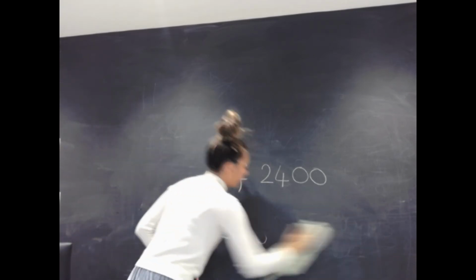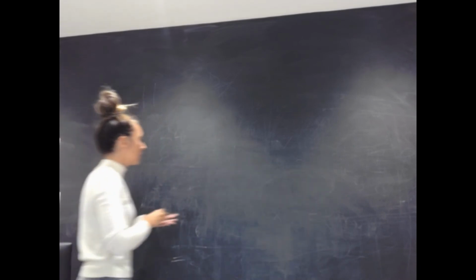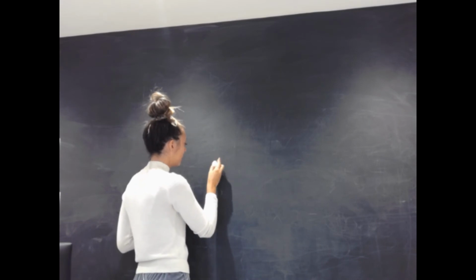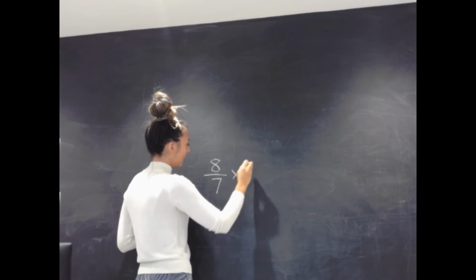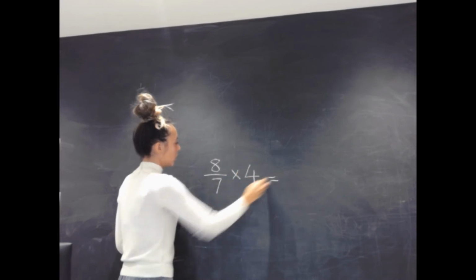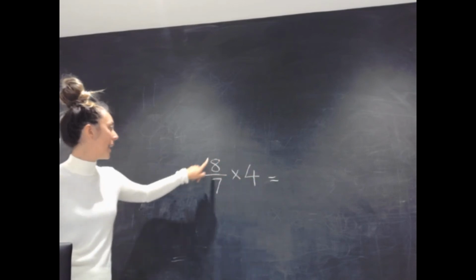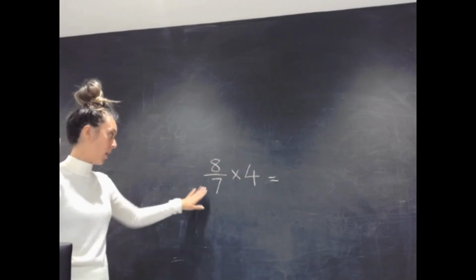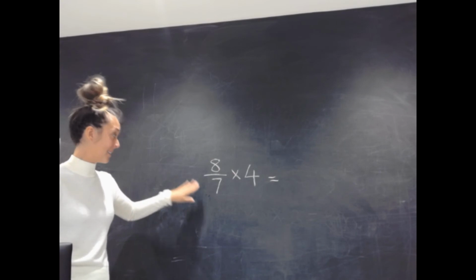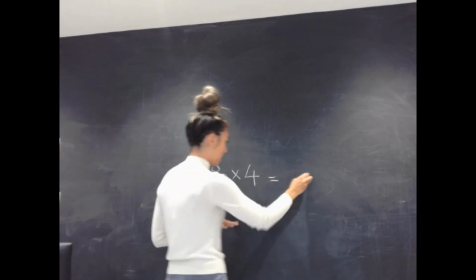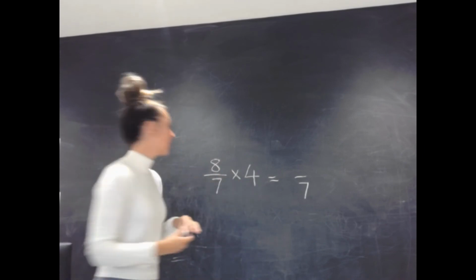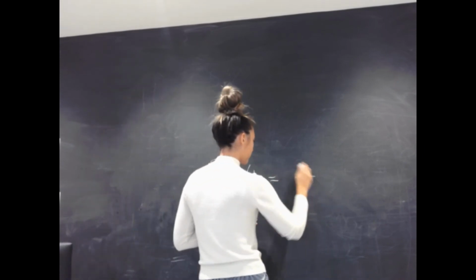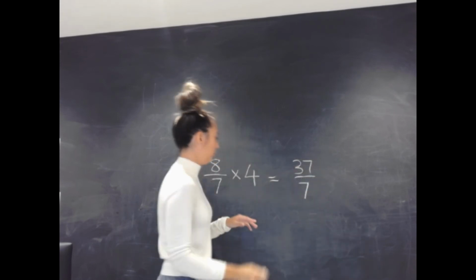The next fractions one that we struggled with was a timesing one. So we had, say, 8/7 times 4. To do this, we only times by the numerator. The denominator stays the same. It's still out of 7ths. So 8 times 4, 32. So we've got, whoops, that's 7.